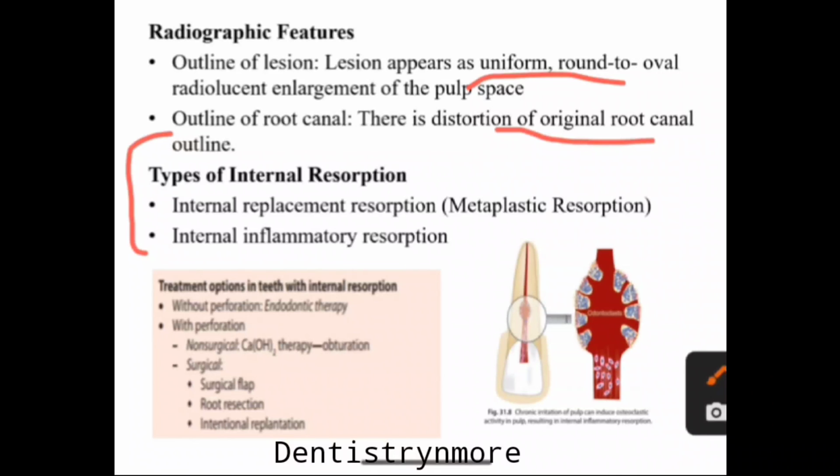The treatment options include: without perforation, endodontic therapy is done. With perforation, it is non-surgical calcium hydroxide therapy followed by obturation. Surgically, there is a surgical flap, root resection and intentional replantation.